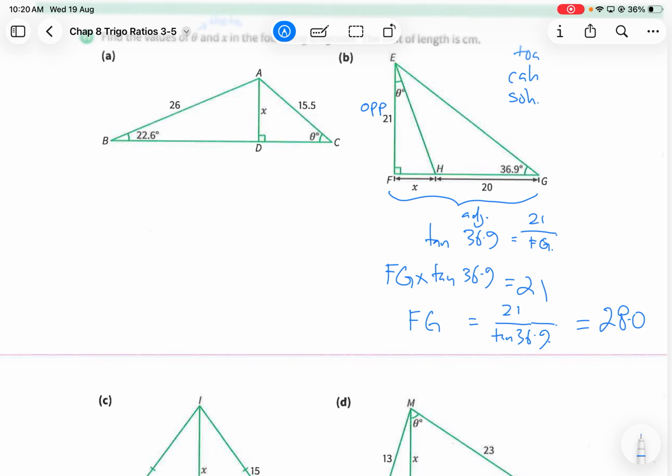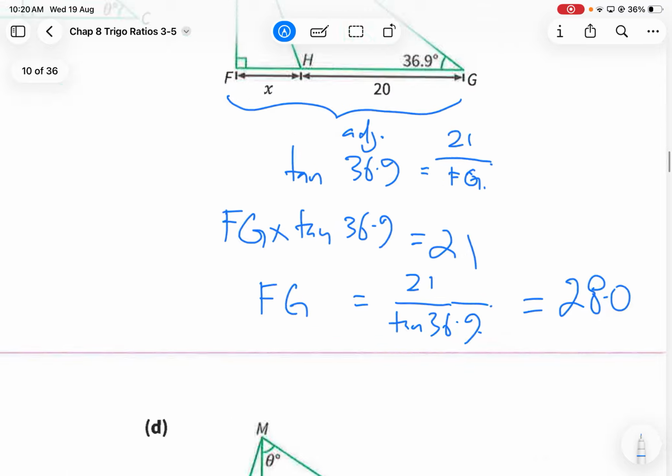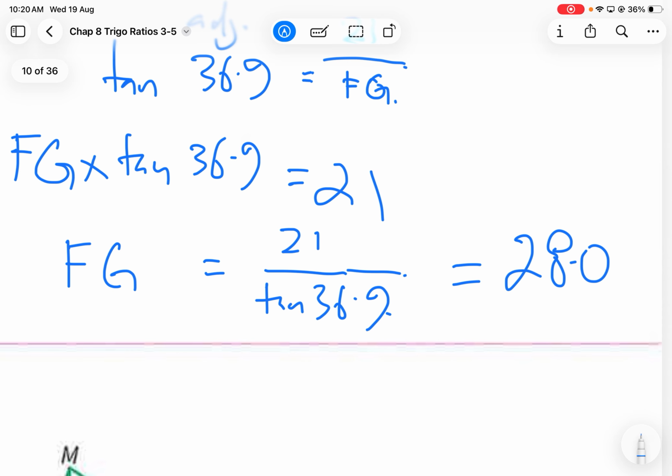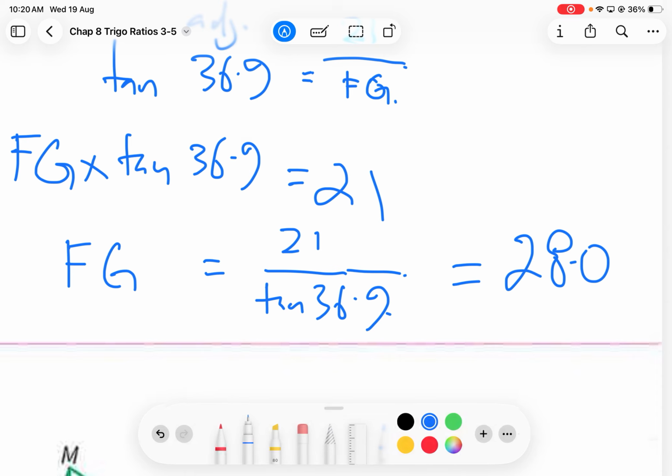I am finding Fg first. Can you see from my working? I am just finding Fg first. I find Fg is 28 already, then I find x. Whole thing is 28, x is 28 minus 20. Okay, very good. You leave it as 27.969 first, because it is not the final answer.